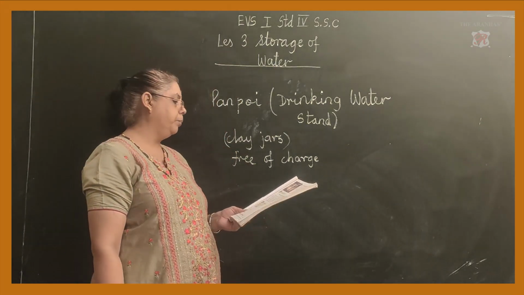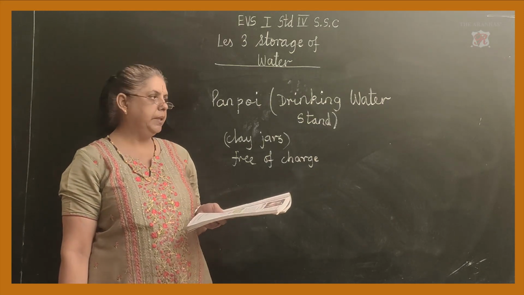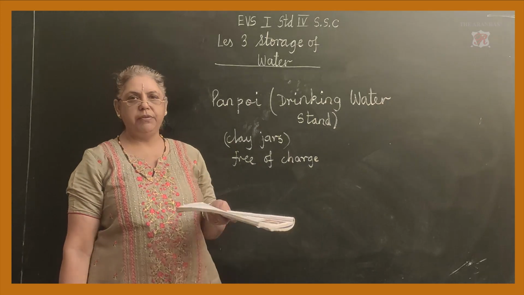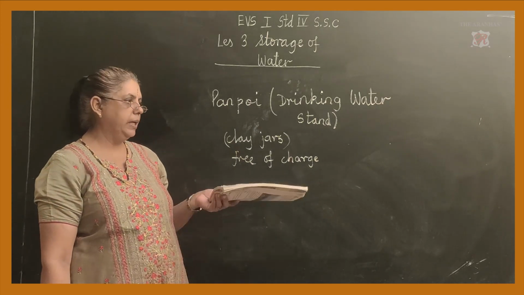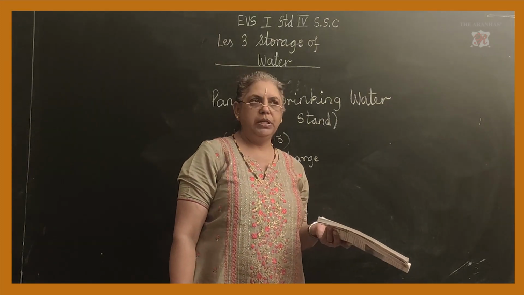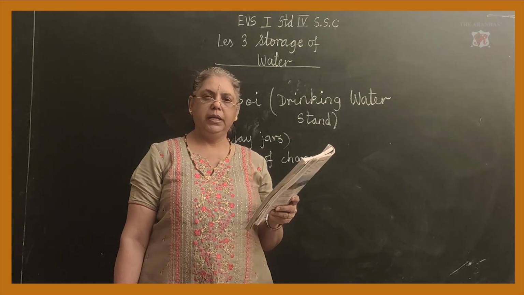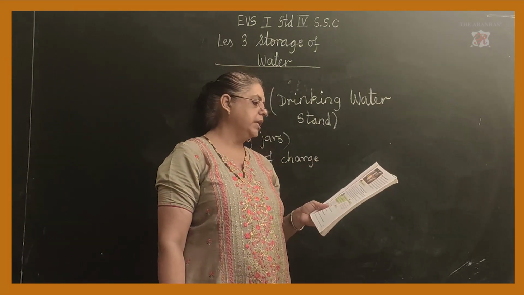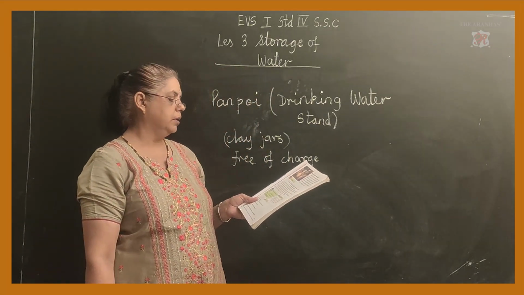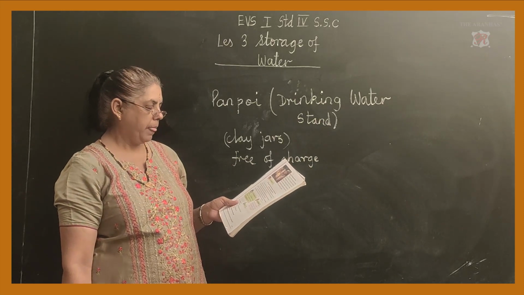This is called Pan Koi. Now these Pan Kois are set up by individuals. Even individual people like you and me can go and keep clay jars so that people can drink water, or even some institutions, schools, and organizations can keep these Pan Kois outside so that people can drink the water, and it is useful especially in summer.